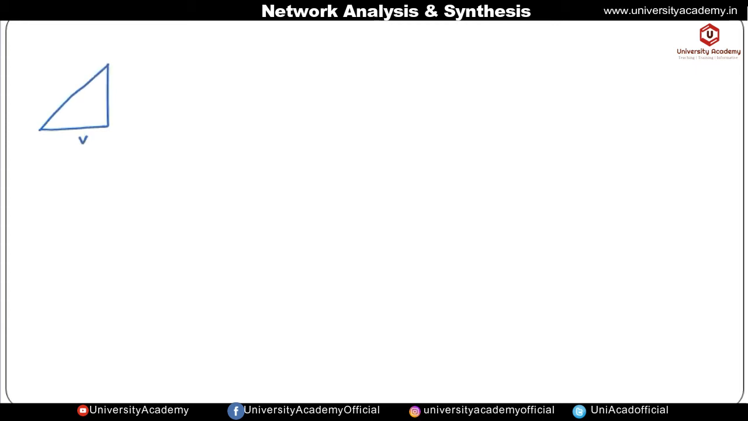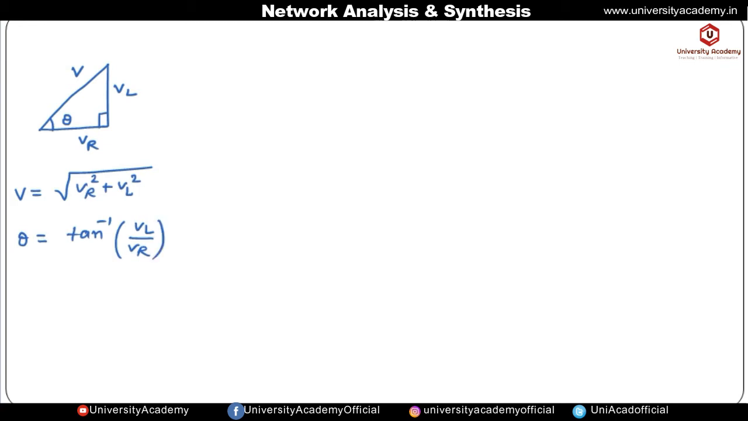So this is VR, this is voltage across the inductor, and this is total voltage V, and this is theta. So this total voltage V is given by square root of VR square plus VL square, by the Pythagoras theorem. If we have to find this angle theta, then it will be given by tan inverse of VL, that is perpendicular by base, that is VR. And from here we can find the cos theta also. So cos theta is given by base by hypotenuse, so that is VR by V. As inductor is there, the power factor will be lagging in nature.